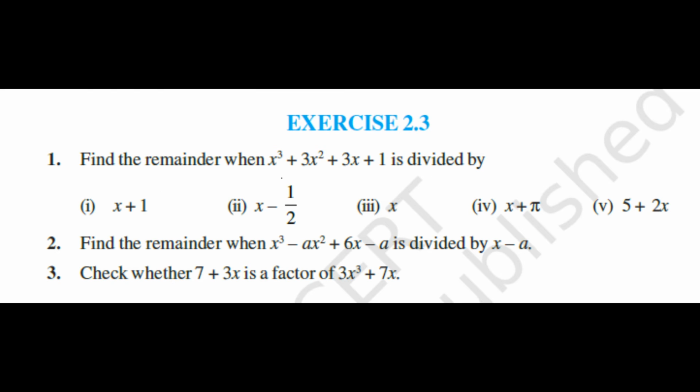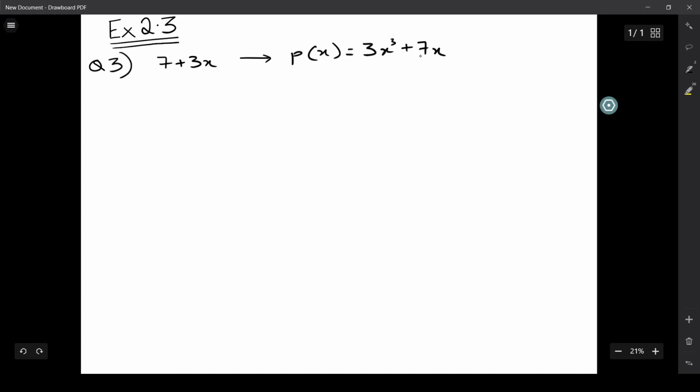Now third question is asking us to check whether 7 plus 3x is a factor of the polynomial 3x cube plus 7x. Now, in order to know whether this is a factor of the polynomial, we can use the remainder theorem and check what the remainder is. If the remainder is 0, then we know that this is indeed a factor of the polynomial. If it's a non-zero, then it is not a factor.